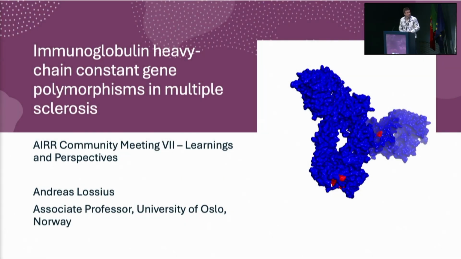All right, so my talk will be about immunoglobulin heavy chain constant polymorphisms, and why we believe that some of these polymorphisms might be of relevance to multiple sclerosis.